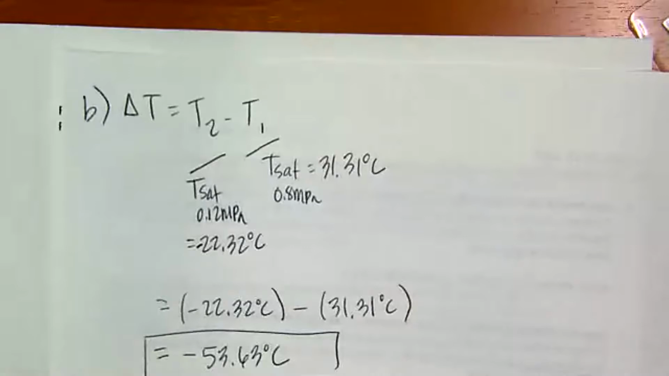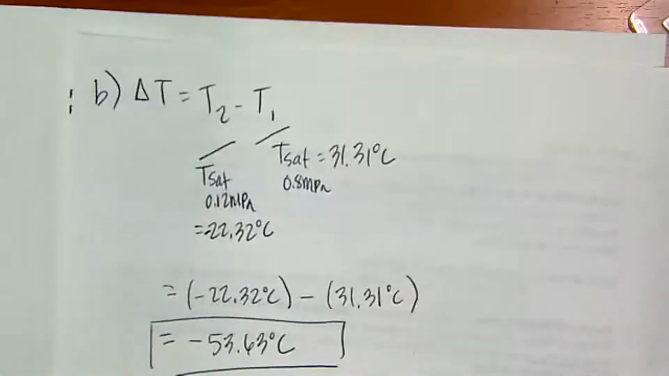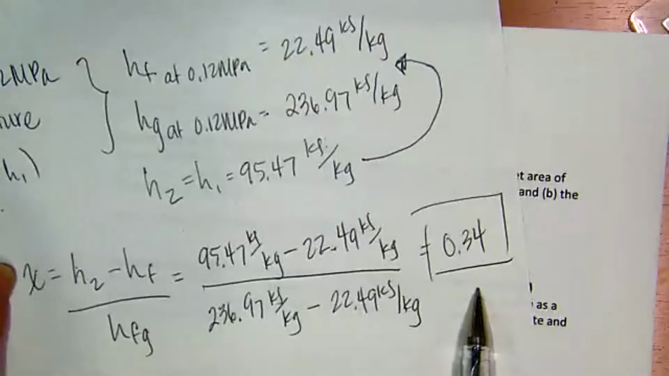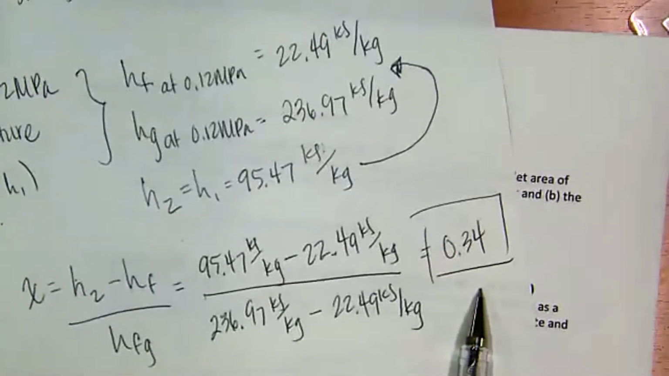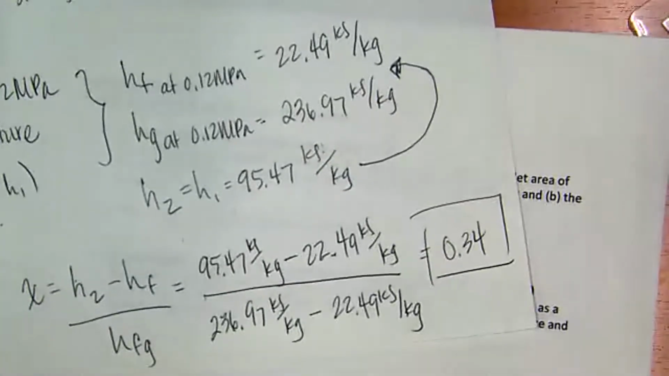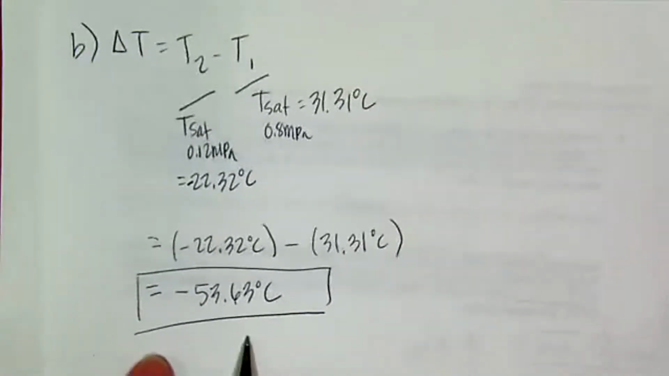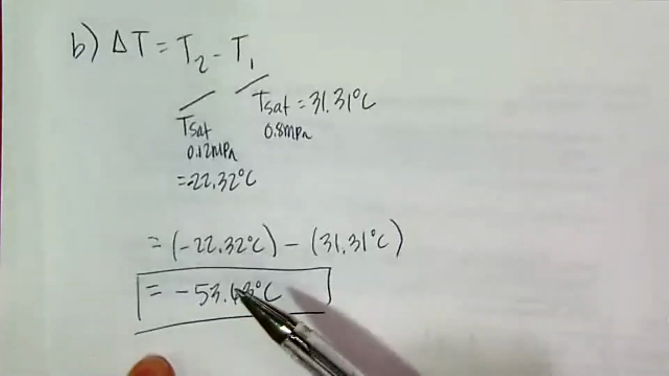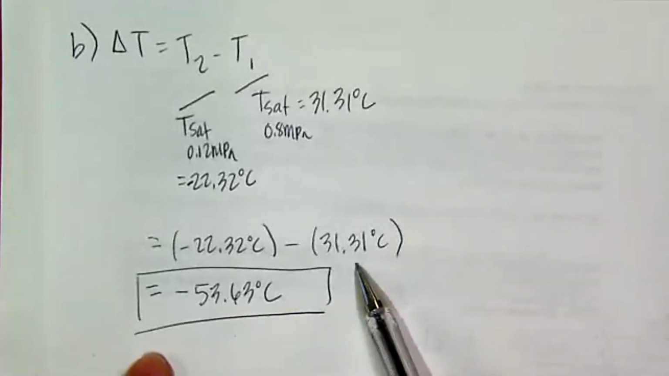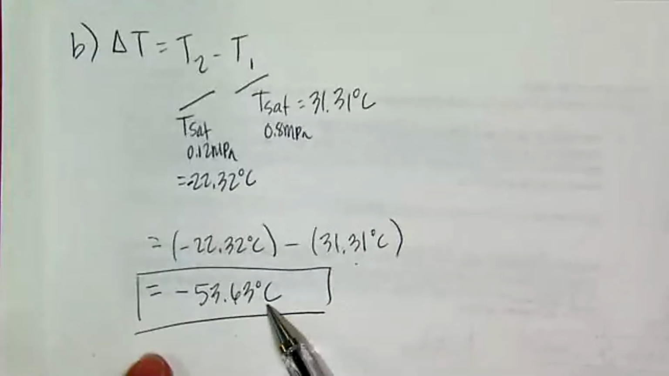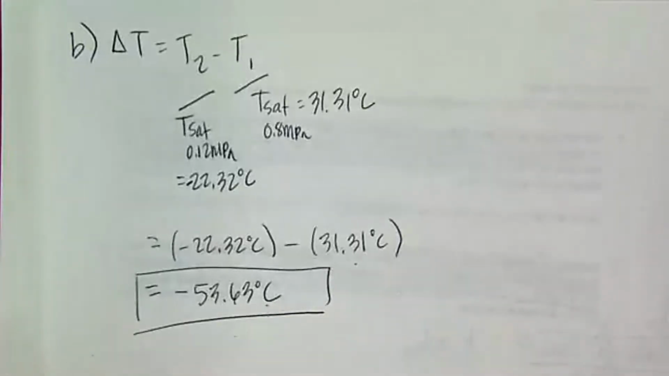What was the final answer for part A again? So the final answer for part A is 0.34 is our quality. So about 1/3 of the total mass is vapor. And then for part B, we're at a very cold temperature. That makes sense because this is a refrigeration unit. We're trying to go from roughly room temperature, a little bit cooler, to very cold. So this is very, very cold actually. This is an expensive freezer.